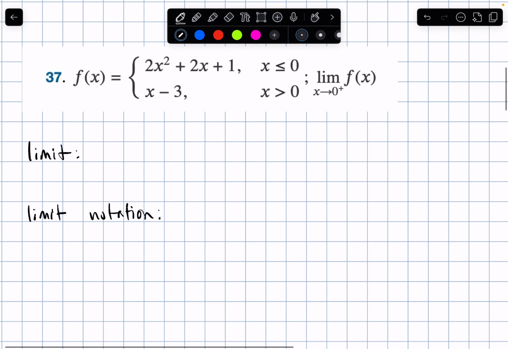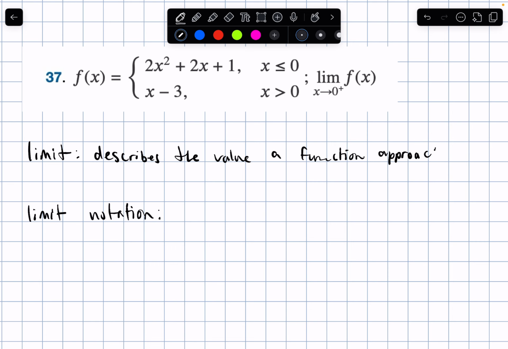So I'm just going to start off with defining a limit. A limit describes the value that a function approaches as its input approaches a certain value.